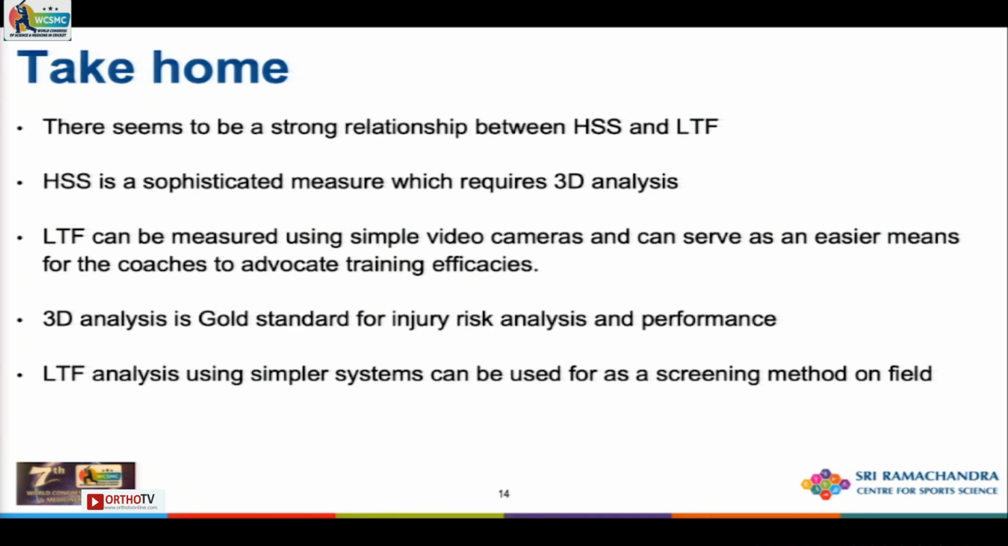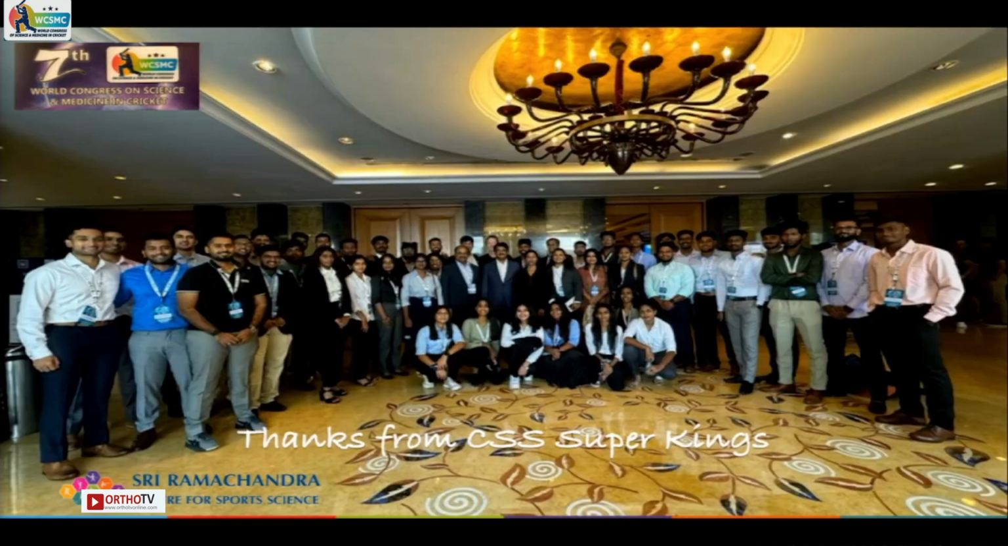Hip shoulder separation angle is an injury risk factor. It correlates well with lateral trunk flexion. So that can be measured through 2D video analysis, and we can screen them with 2D video analysis, and then if required and if possible, send them for the 3D analysis for further correction by coaching techniques or S&C. So that's the message from us.